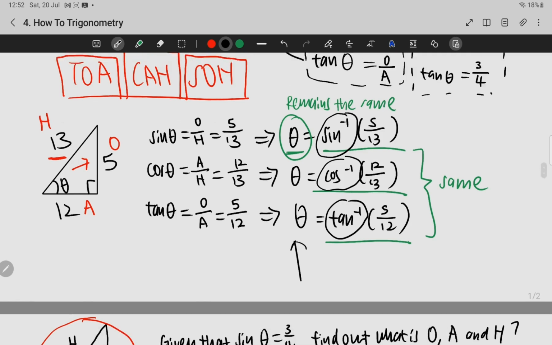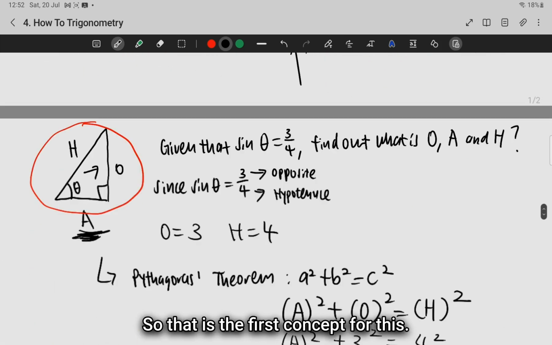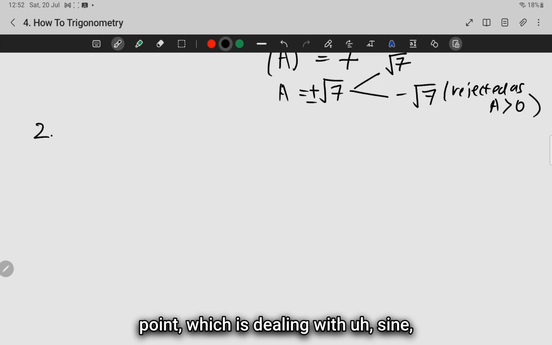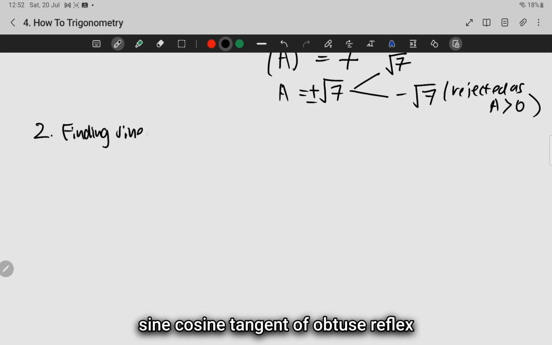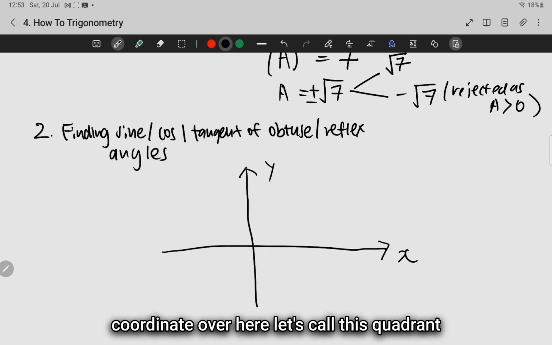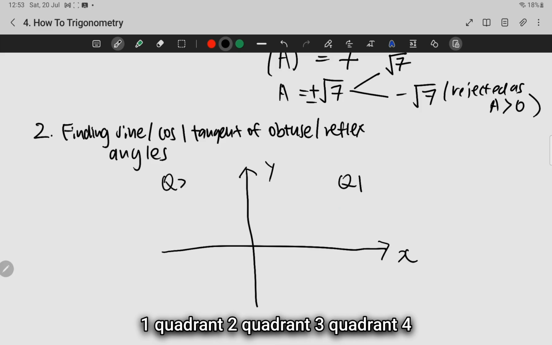So that is the first concept, and now we will talk about the second point, which is finding sine, cosine, tangent of obtuse and reflex angles. So consider this coordinate, x-y axis over here. Let's call this quadrant 1, quadrant 2, quadrant 3, quadrant 4.